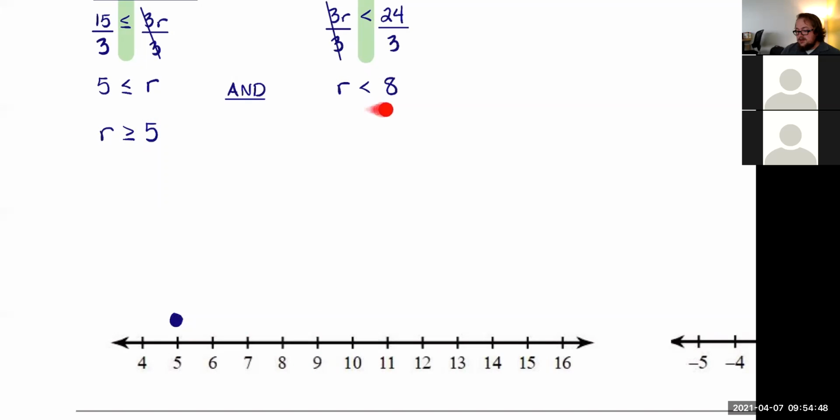What is this one telling me? So it's telling me I can only accept things that are left of 8. Am I including 8? No, because it doesn't have the equal to line. So I would have an open circle at 8, and you're telling me I would take everything to the left of it. What's the only range of values that works for both?